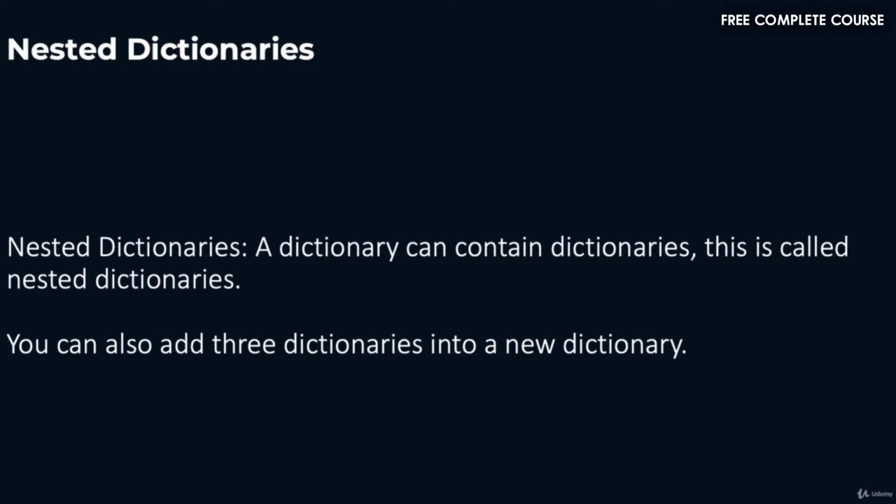All right, welcome back. So in this video, we're going to talk about nested dictionaries. A nested dictionary is a dictionary that can contain dictionaries. This is called nested dictionaries, okay? You can also add 3 dictionaries into a new dictionary. So let's jump into our notebook and take a look at this.